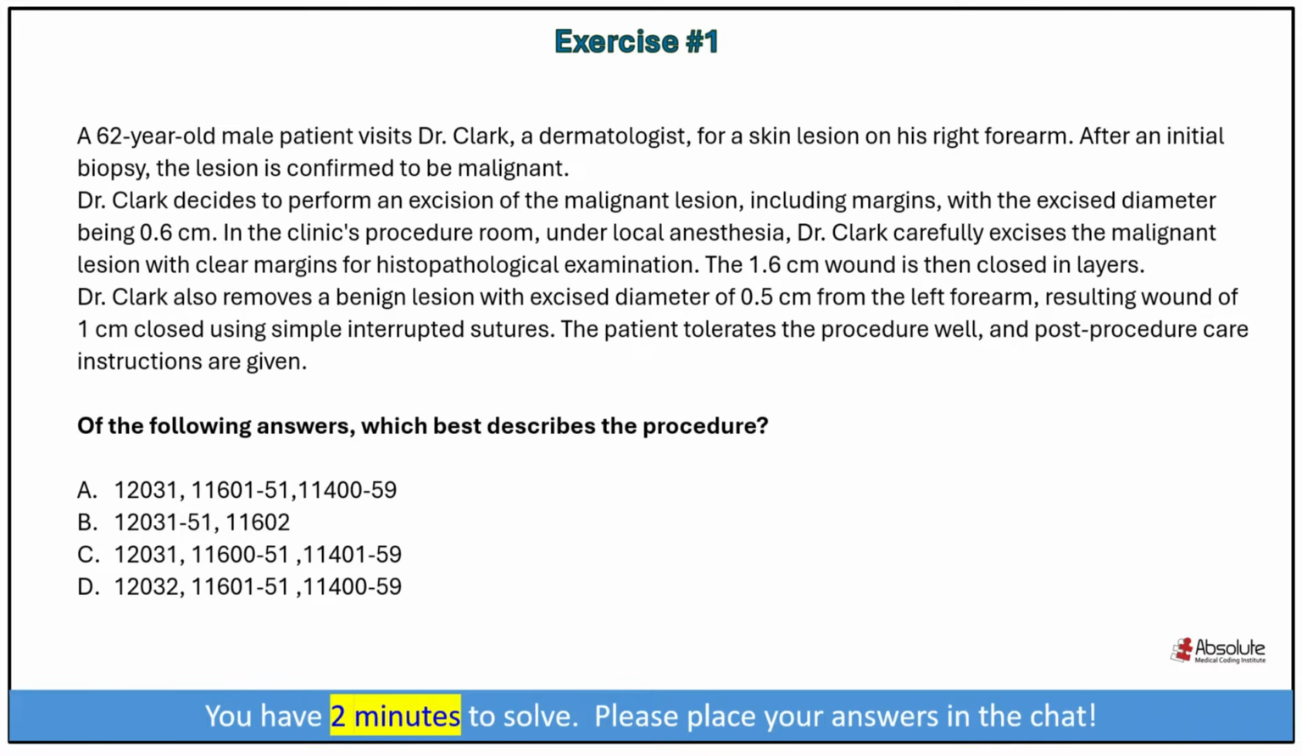Dr. Clark also removes a benign lesion with excised diameter of 0.5 cm from the left forearm. The resulting wound of 1 cm is closed using simple interrupted sutures. Patient tolerates the procedure well and post-procedure care instructions are given. So coders, I'm going to give you 1.5 minutes to solve this scenario and your time begins now.